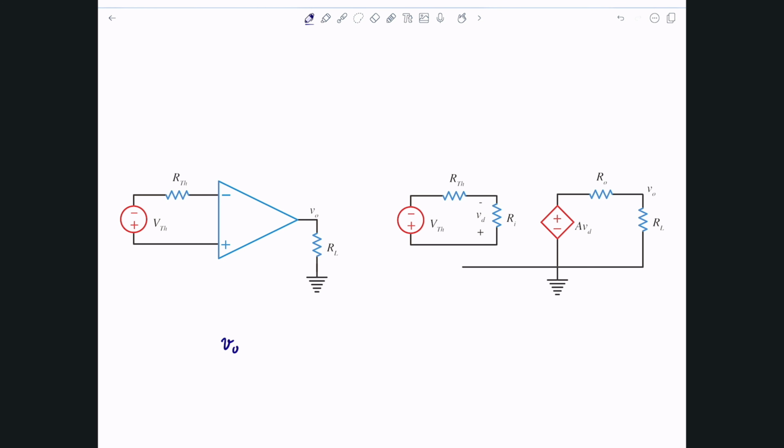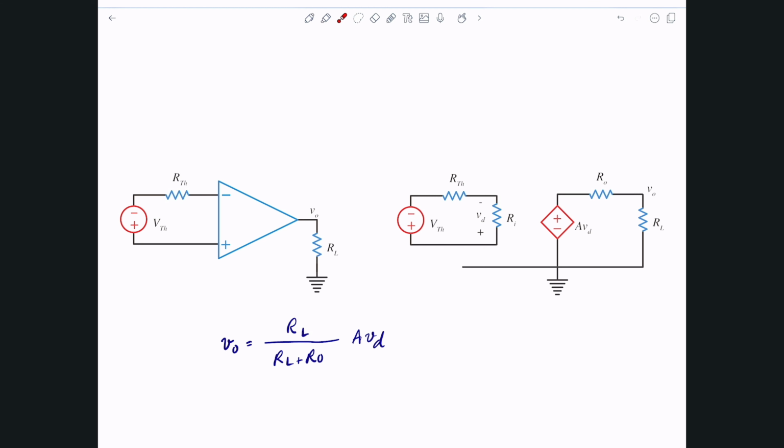So technically, V output is just simply the voltage across the RL divided by RL plus R output, the output resistance, times the voltage source, which is actually just AVD. By the way, this A in here is what we call the open loop gain, because there's no loop. If you look, there's no loop that comes from the output to the input, and later on we'll see something we call the closed loop. So this is just called an open loop gain.